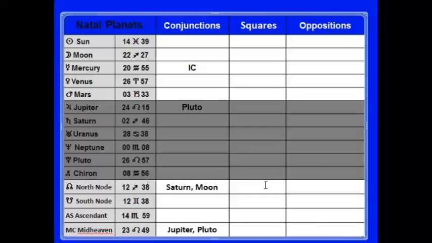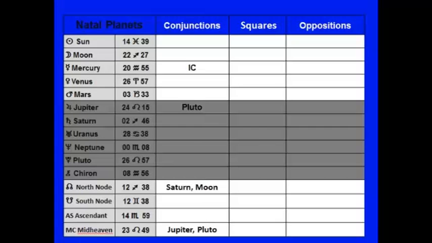And then I already talked about Saturn and the moon. So take a minute, pause the recording, look at what your conjunctions are and fill in on your chart how many conjunctions you find. And when you're done, then we'll take a look at the squares.